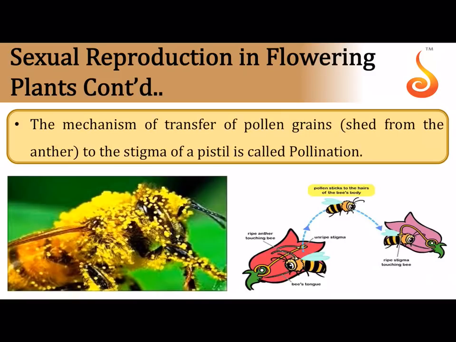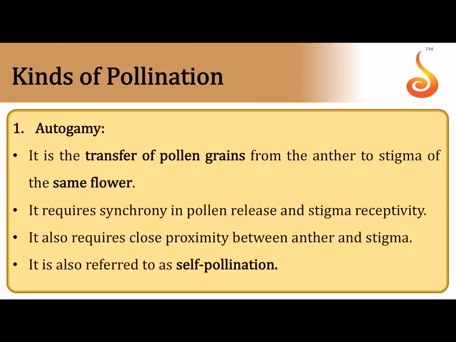So the very simple and apt definition of pollination is the mechanism of transfer of pollen grain. From where is the pollen produced? From the anther. And where is it transferred to? It is transferred to the stigma of the pistil. So this mechanism where there is transfer of the pollen grain from the anther to the stigma is referred to as pollination. Alright?